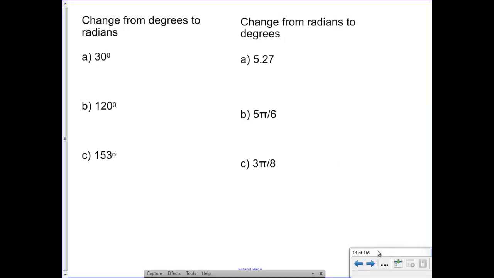Okay, let me give you some examples because I think we actually need to do some examples here. Let's say I wanted you to convert from radians to degrees or degrees to radians. Okay. This is probably the most important part.